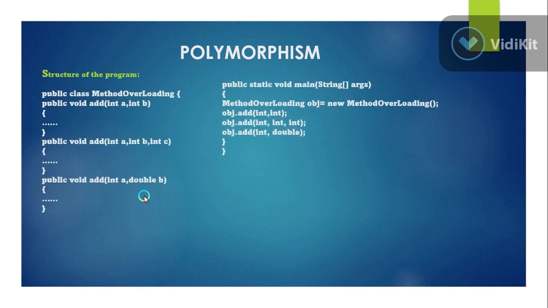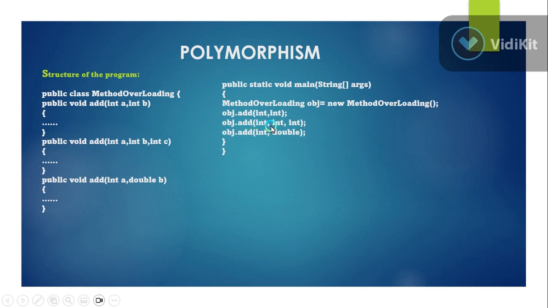Let us see the structure of the program. I have created one class for method overloading. Within this, I have created three methods with the same name but different arguments, isn't it? int a, int b; int a, int b. Here, I am changing the data type. I am passing two arguments, but I have changed the data type, isn't it? When I call add with two arguments of int data type, this will decide which method has to be triggered at compile time.